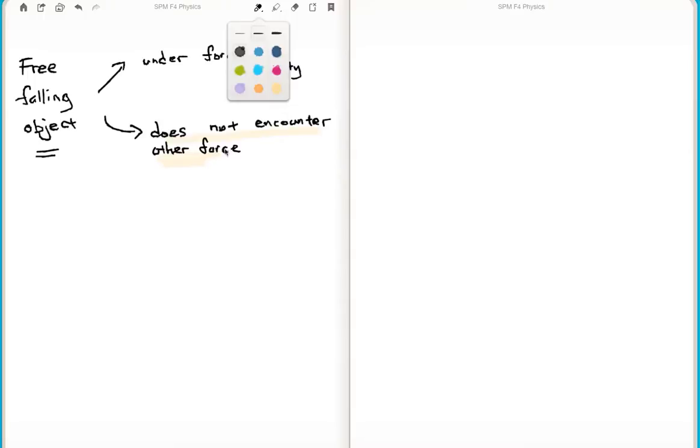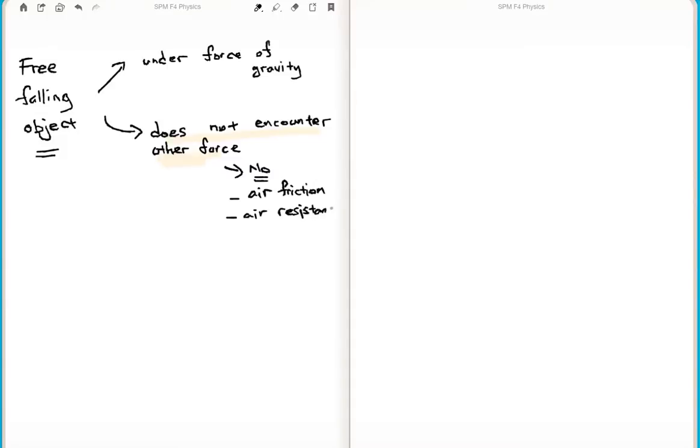No other force, meaning there's no air friction, air drag, or air resistance. I hope you know what air friction is. Meaning in the free body diagram, there's only mg. When that occurs, it means free fall. The object undergoes free fall. It's only gravity. No other force but gravity.